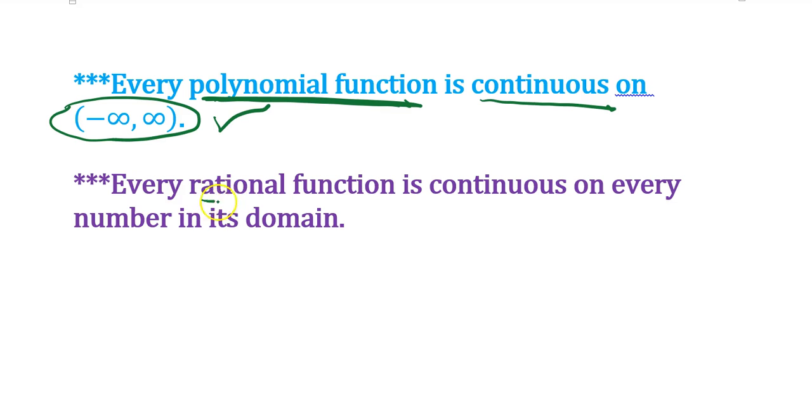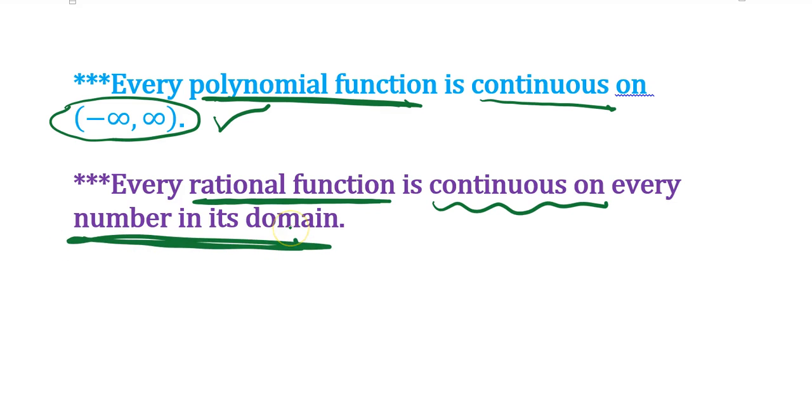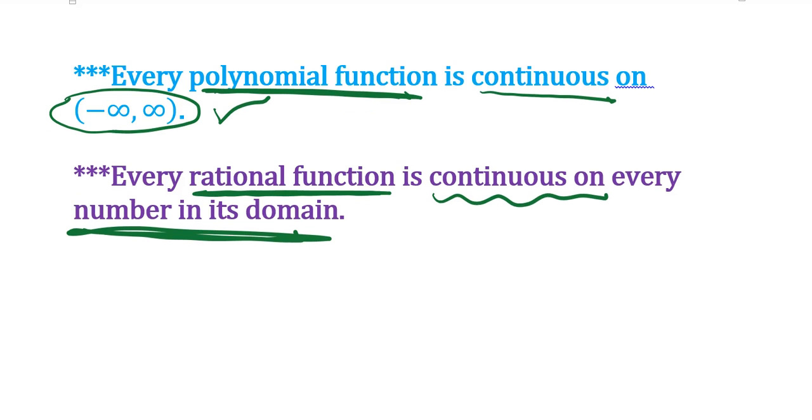On the other hand, if you have a rational function, those are the functions that have variables in the denominator, the ones that we studied a lot last year. Every rational function is continuous on every number in its domain. So if you can identify its domain, that's before you're factoring and reducing, then you should be able to identify the interval of continuity. Now, one thing that we're going to do that we did last year also is to identify the type of discontinuity we would have. So as I go through the examples with you, we're going to also put those types of classifications on things.